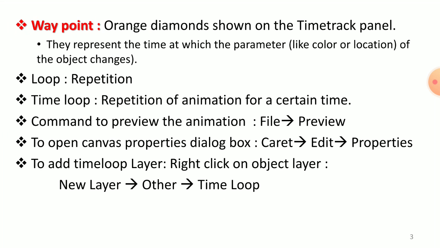Command to preview the animation, click to file menu and then preview. To open canvas properties dialog box, click to caret menu and then edit menu and then properties. To add time loop layer, right click on object layer and then new layer and then other and then time loop.